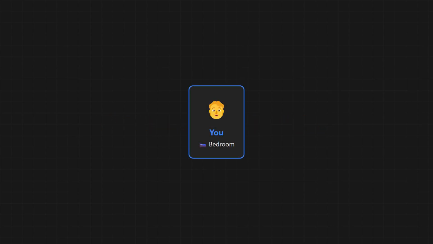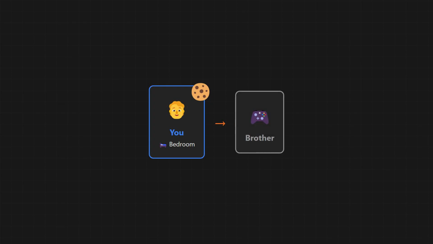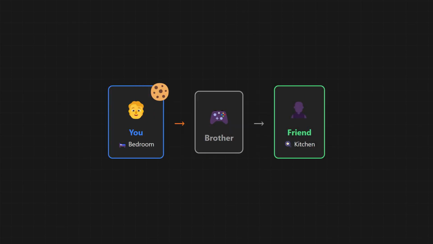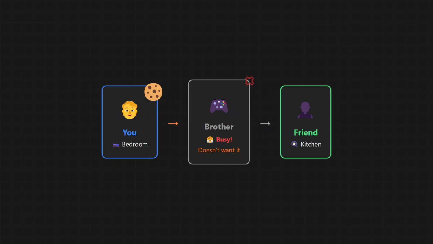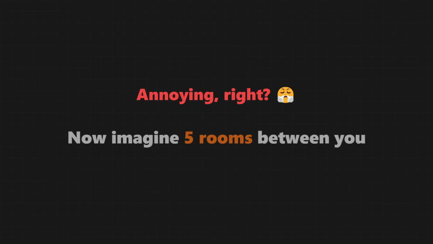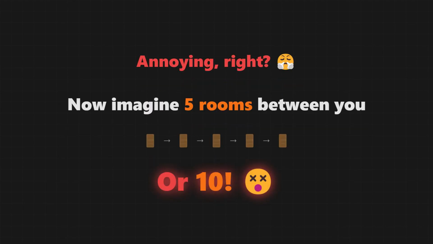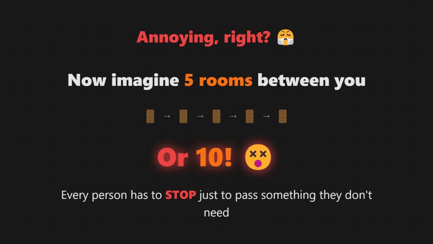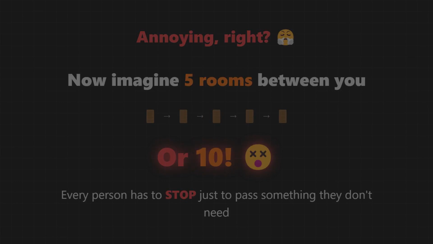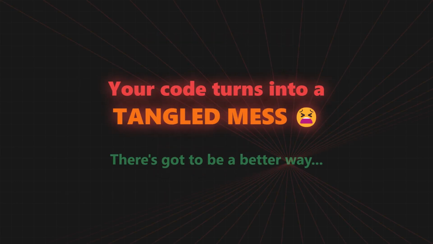Think about it like this. You're in your bedroom and your friend's in the kitchen. You want to give them a cookie. But instead of walking to the kitchen, you have to hand it to your brother first. He's busy playing games. He doesn't want the cookie. But he has to stop, take it, and pass it along. Annoying, right? Now imagine there are 5 rooms between you and the kitchen. Or 10. Every person has to stop just to pass along something they don't need. Your code turns into a tangled mess. There's got to be a better way, right?